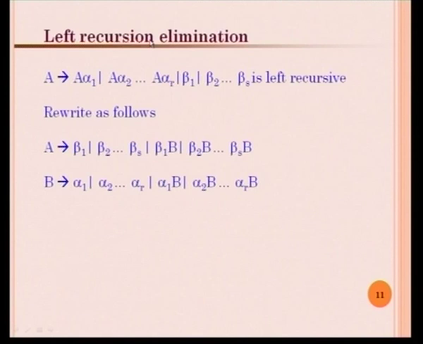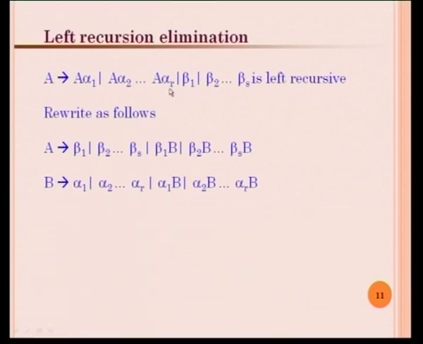So, as far as the conversion to GNF is concerned, the first step is we need to eliminate the left recursion available in the grammar. First you decide whether the grammar is left recursive or not. To say the grammar is left recursive, we have productions of the form capital A derives A alpha 1, A alpha 2, etc.